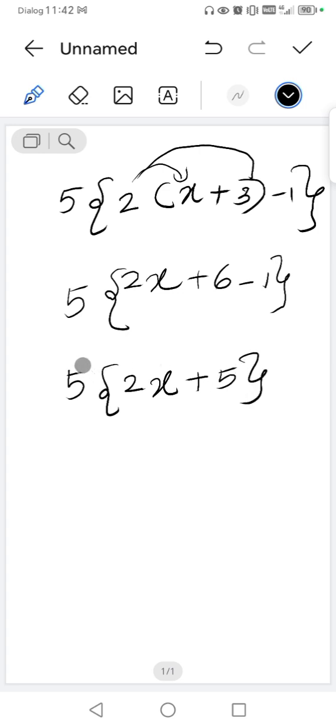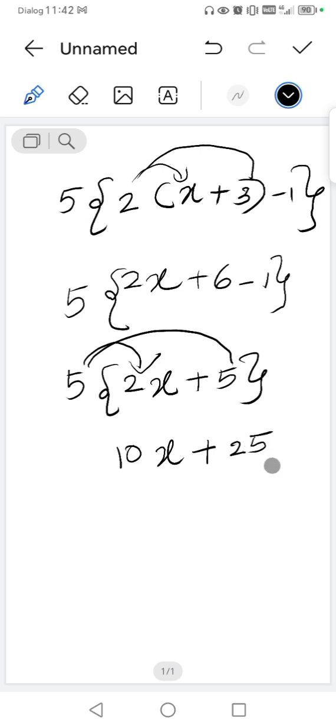Now here I have to multiply by this. So 5 into 2 is 10, so 10x plus 5 into 5, and it's 25. So I can simplify like this. Here there are several rules. First of all, we have to consider the small bracket and expand that part, and then we have to consider the other brackets. So now let us consider how we can solve a question.